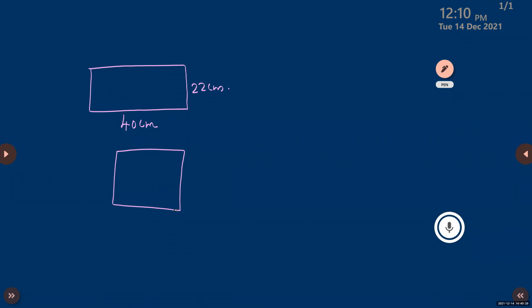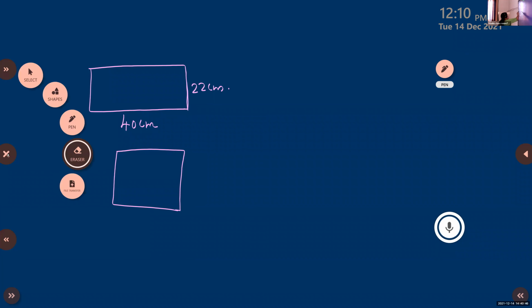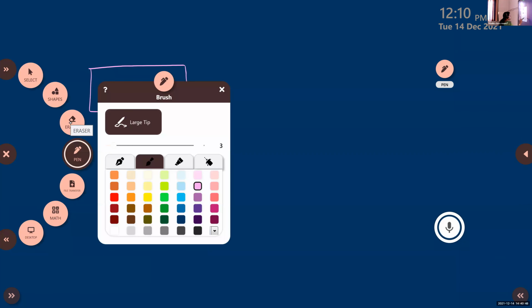Ma'am, the area? No, area can change, no? Ma'am, the perimeter. Perimeter, because the same wire is used, children. How will you find the perimeter of this rectangle? The wire is only this much. So this side, I'll color it. Another color I'll use. Okay.